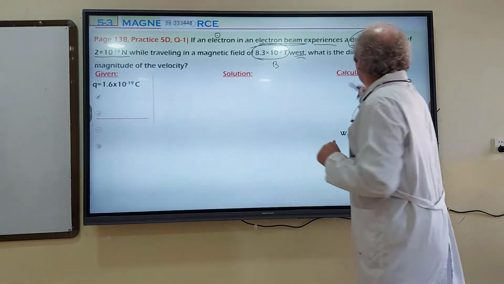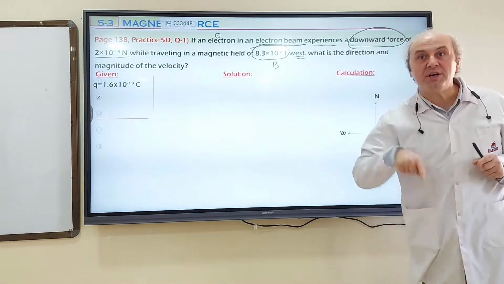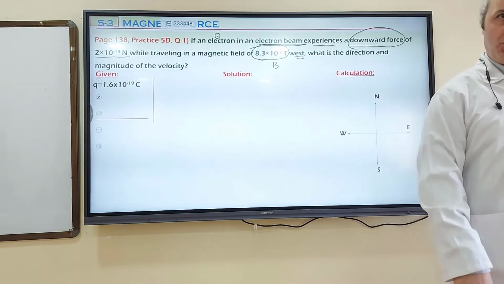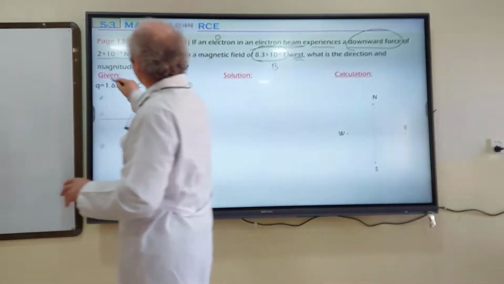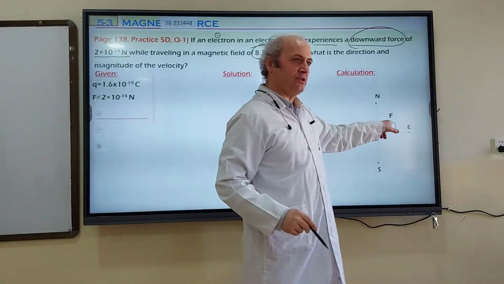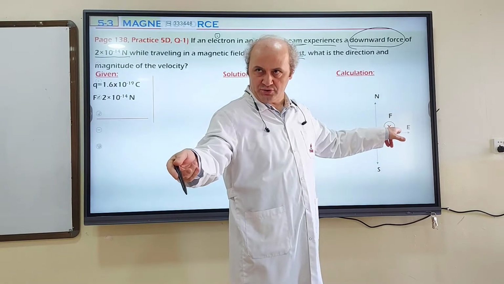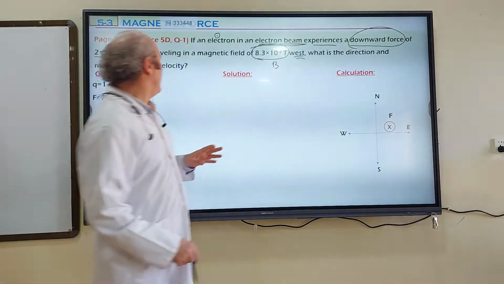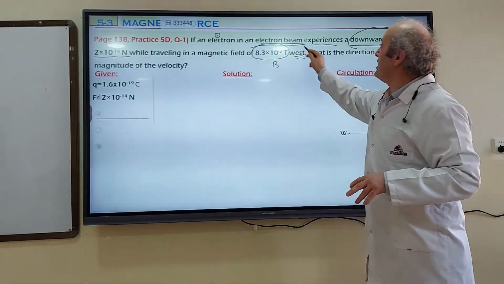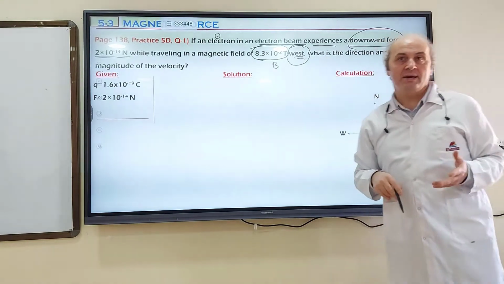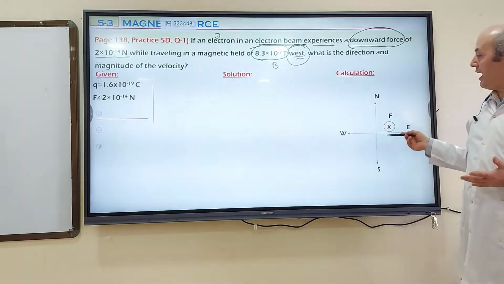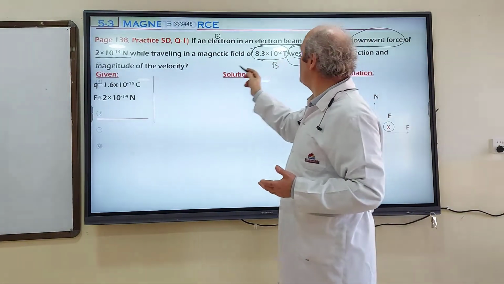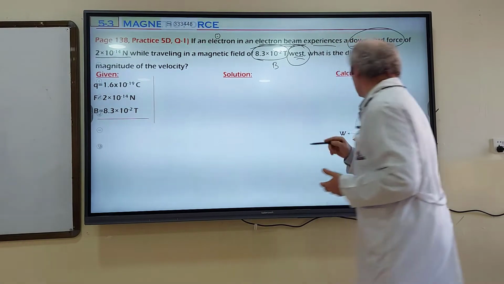And now, next one. Force is downward to the ground. Downward to the ground is represented by dot or cross? Cross. So force is going to be cross now. I draw it and then you also draw the same thing on your page. F magnetic is cross, meaning downward to the ground. Traveling in a magnetic field, but the magnetic field is to the west. So I am going to draw B to the west, and it is equal to 8.3 times 10 to the power negative 2 Tesla. So this is B to the west.